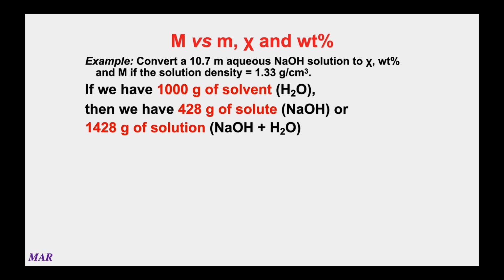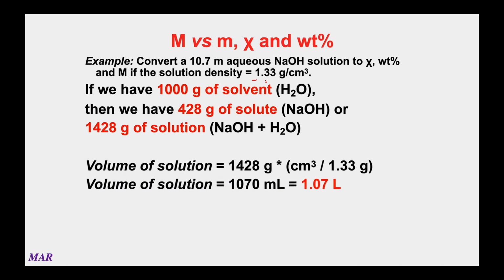And this number now is what we can use with the density, the 1.33 number up here on the top. So if we take that 1428 and you divide by the density, 1.33, you're going to get a number which is the centimeters cubed or milliliters. Remember, centimeter cubed and a milliliter are the same. That's the volume of the solution. That's 1,070 milliliters. And if you convert that to liters, 1,000 milliliters per liter, that would be 1.07 liters.